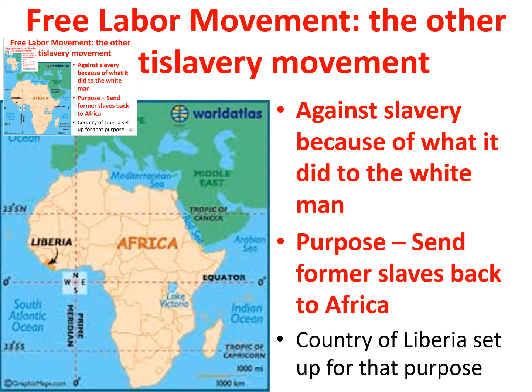It was against slavery because of what it did to the white man. They believed that it made the white man lazy, made him less productive. They believed the South was falling behind the North economically. They believed that it hurt white small businessmen because they could not compete against these huge plantations. And so they were totally against slavery, but they didn't necessarily like black people.